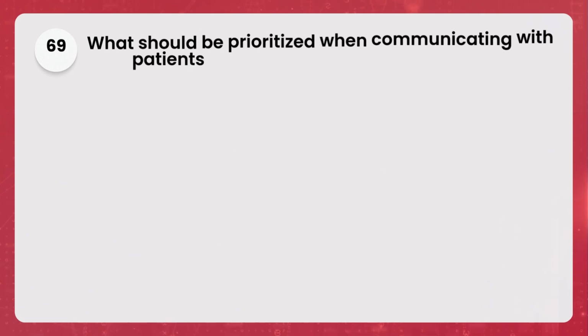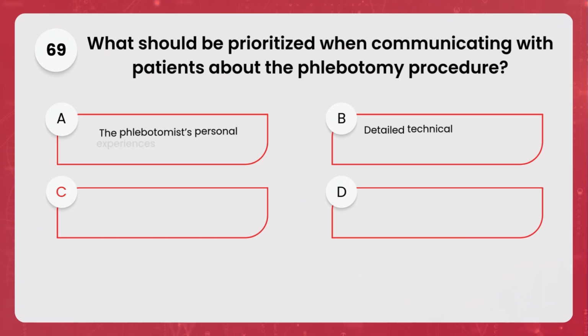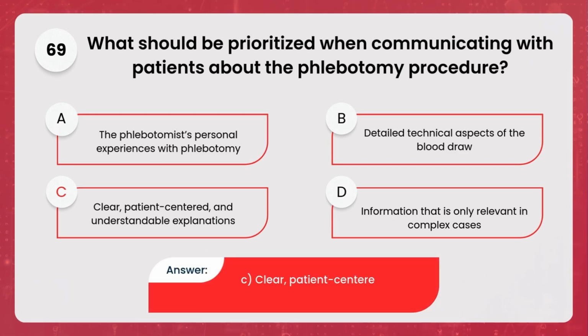Number 69. What should be prioritized when communicating with patients about the phlebotomy procedure? A. The phlebotomist's personal experiences with phlebotomy. B. Detailed technical aspects of the blood draw. C. Clear, patient-centered, and understandable explanations. Or D. Information that is only relevant in complex cases. The answer is C. Clear, patient-centered, and understandable explanations.